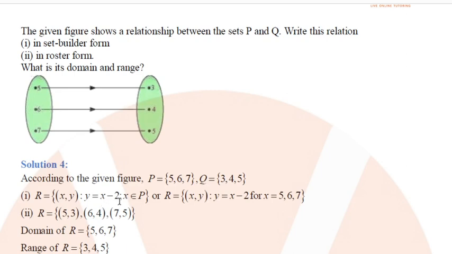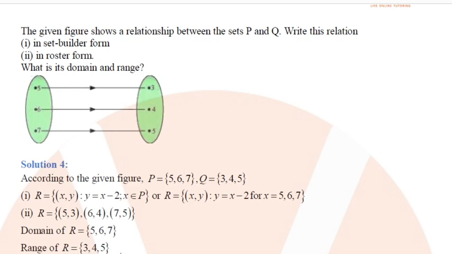This is your set builder form. x belongs to P, and this is set Q, and y belongs to Q, for x = 5, 6, 7. Now in roster form you write 5 comma 3, 6 comma 4, 7 comma 5. This is the roster form. Now the domain is the set of all elements that have an image, 5, 6, 7, and the range of R is 3, 4, 5.